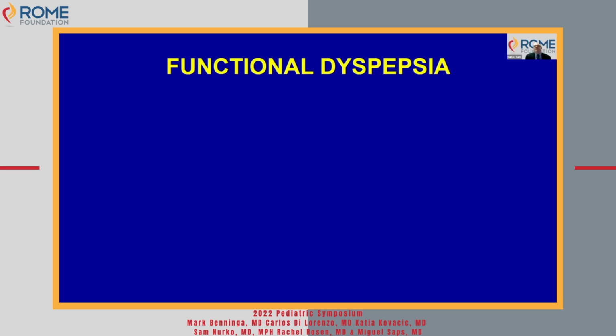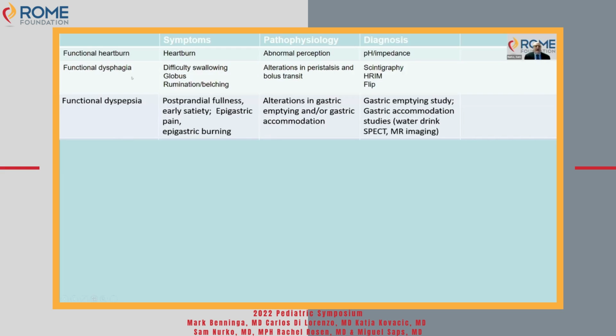Do we have any biomarkers to differentiate patients with functional dyspepsia? Going down, yes, you have the symptoms here. These are the main symptoms, and Dr. Saps told you that you can divide them into different categories. In general, it's been thought that the symptoms are associated with gastric emptying problems and gastric accommodation problems.